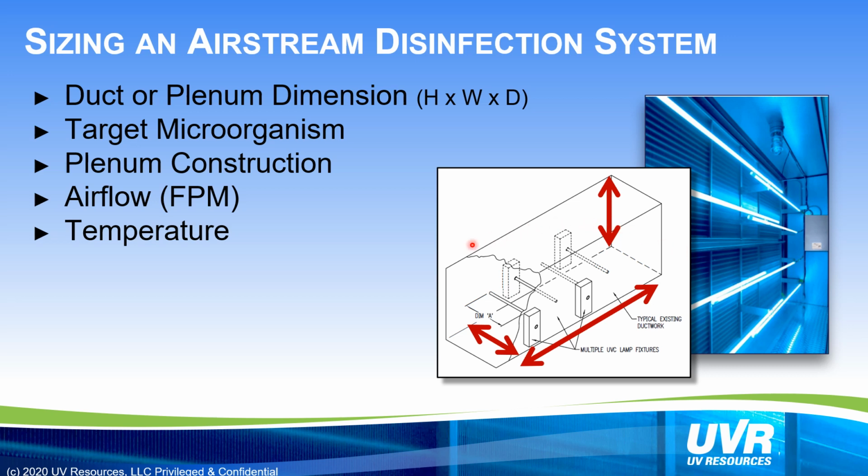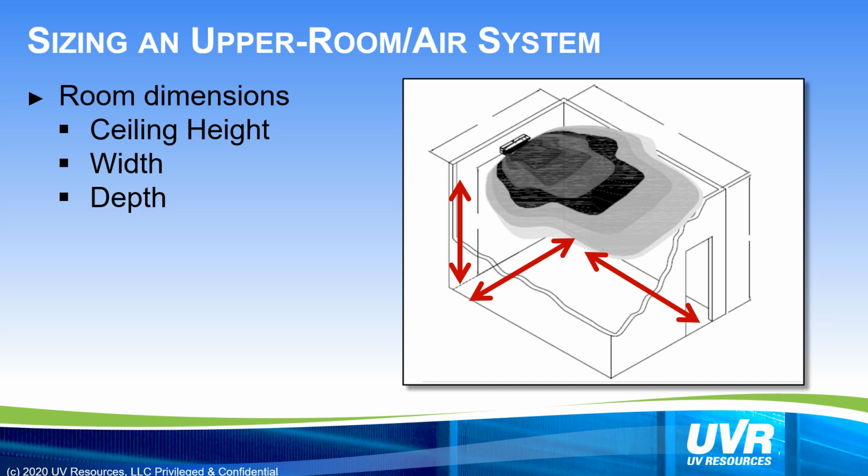Maybe it's going to be something inside of a duct where we need to know the information from the duct. Particularly, we need to know the height, width, and depth, the target microorganism, the construction of the material of that duct or plenum, and the airflow and the temperature. That gives us enough information to guide you with the number of lamps for whatever removal rate you are looking for. For sizing upper room or upper air UVGI, we just need to know the ceiling height. What is the height of that ceiling? We need to know the width of the room and the length of the room.